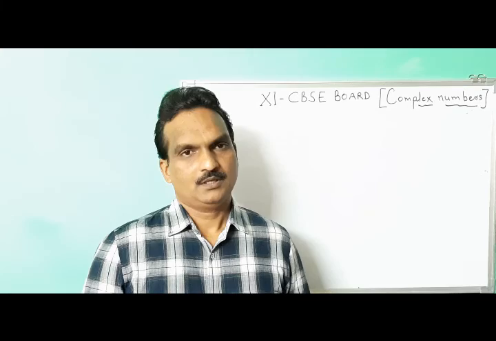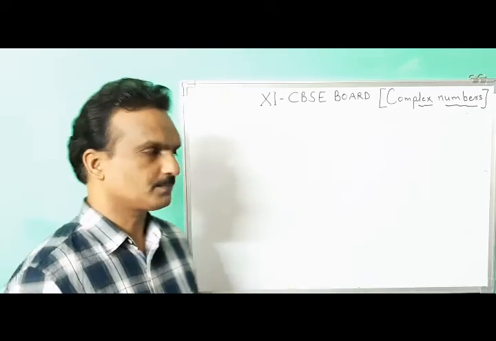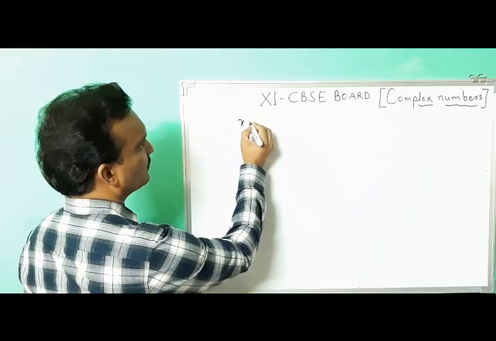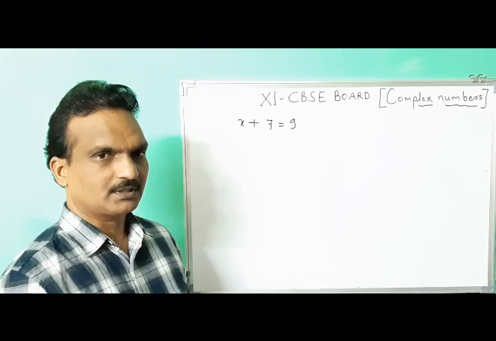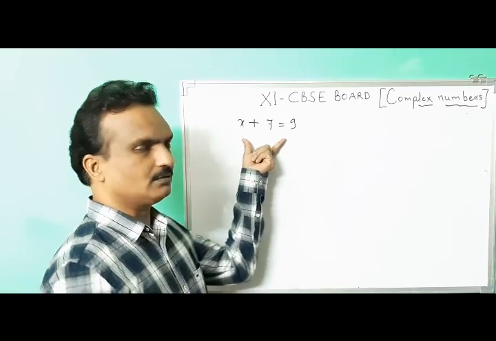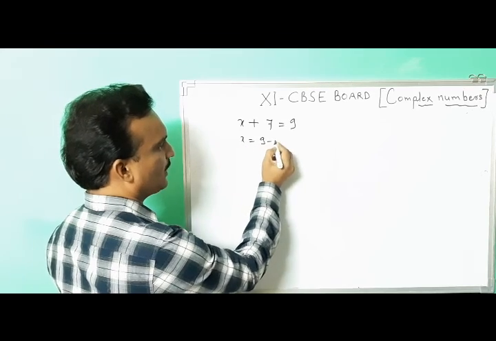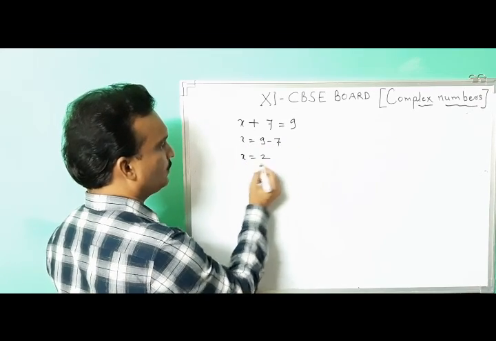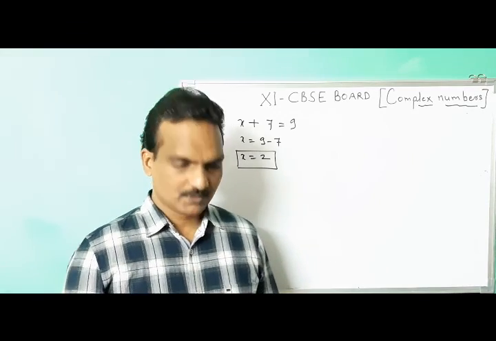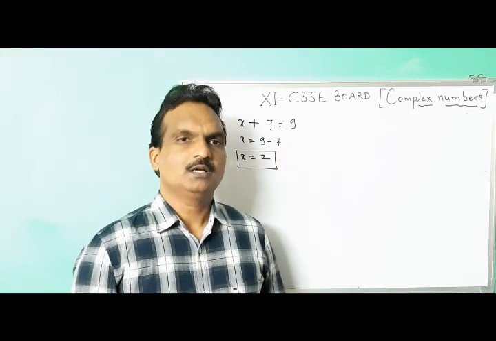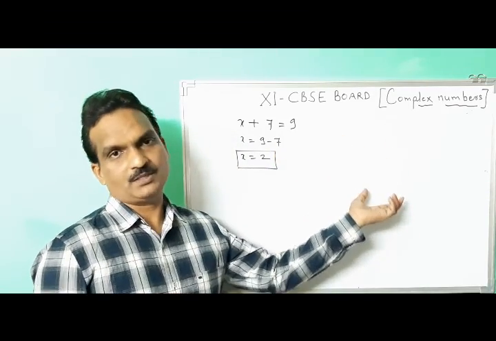Now, in linear equation, you have solved the equations of the type x plus 7 equal to 9. Correct? This type of equation you can solve very easily. x is equal to 9 minus 7, that is x equal to 2. Right? x is equal to 2. In previous classes, you have solved the linear equations in two variables also.